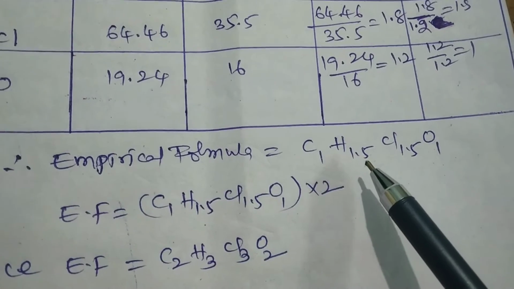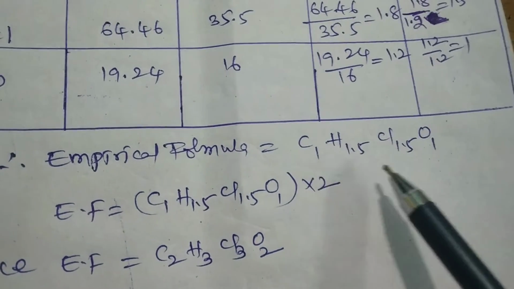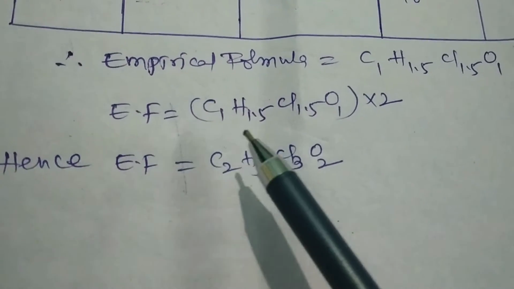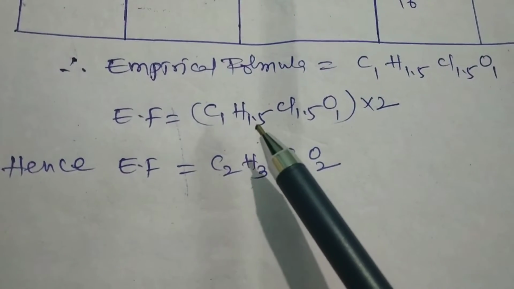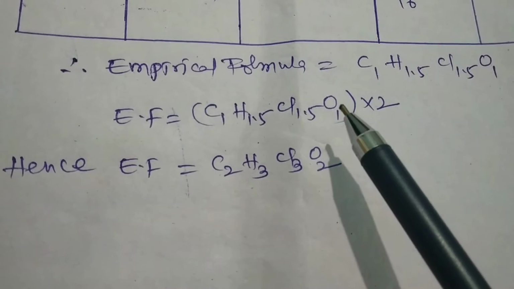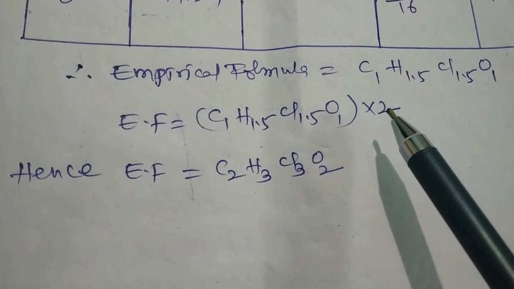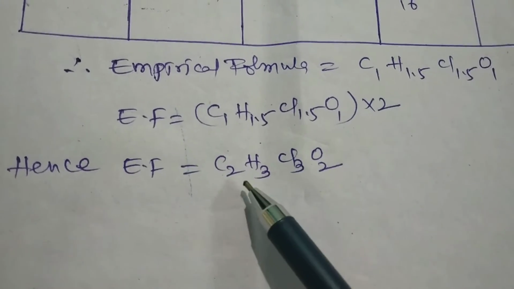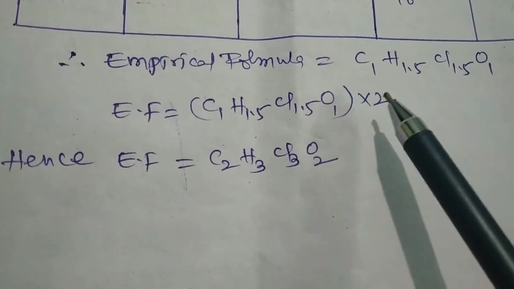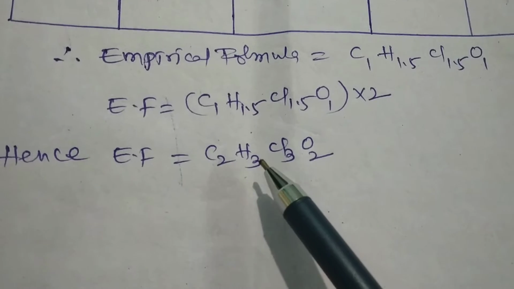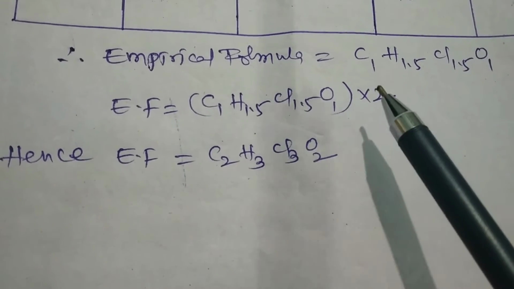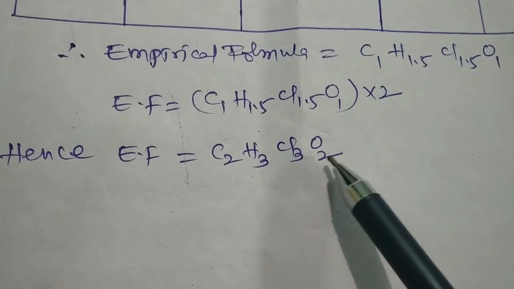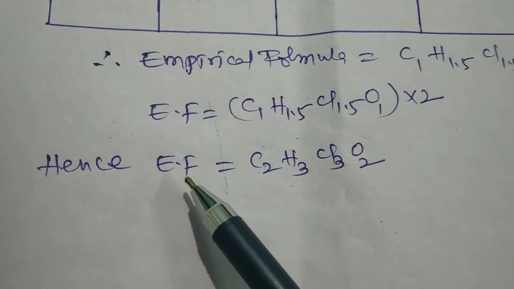Since hydrogen and chlorine have decimal values, we simplify by multiplying with a common value, 2. Multiplying the empirical formula C1 H1.5 Cl1.5 O1 by 2: carbon 1 into 2 is 2, hydrogen 1.5 into 2 is 3, chlorine 1.5 into 2 is 3, and oxygen 1 into 2 is 2.